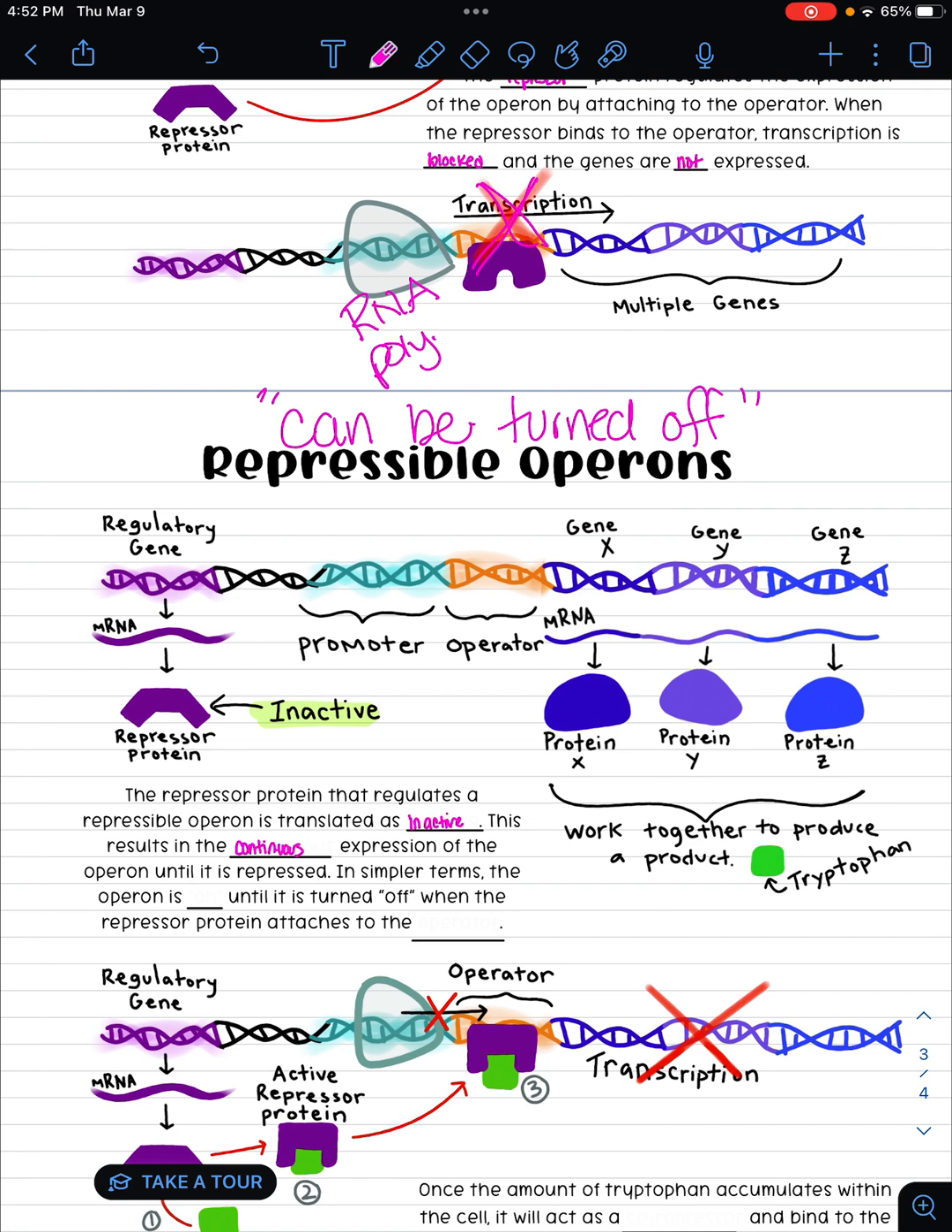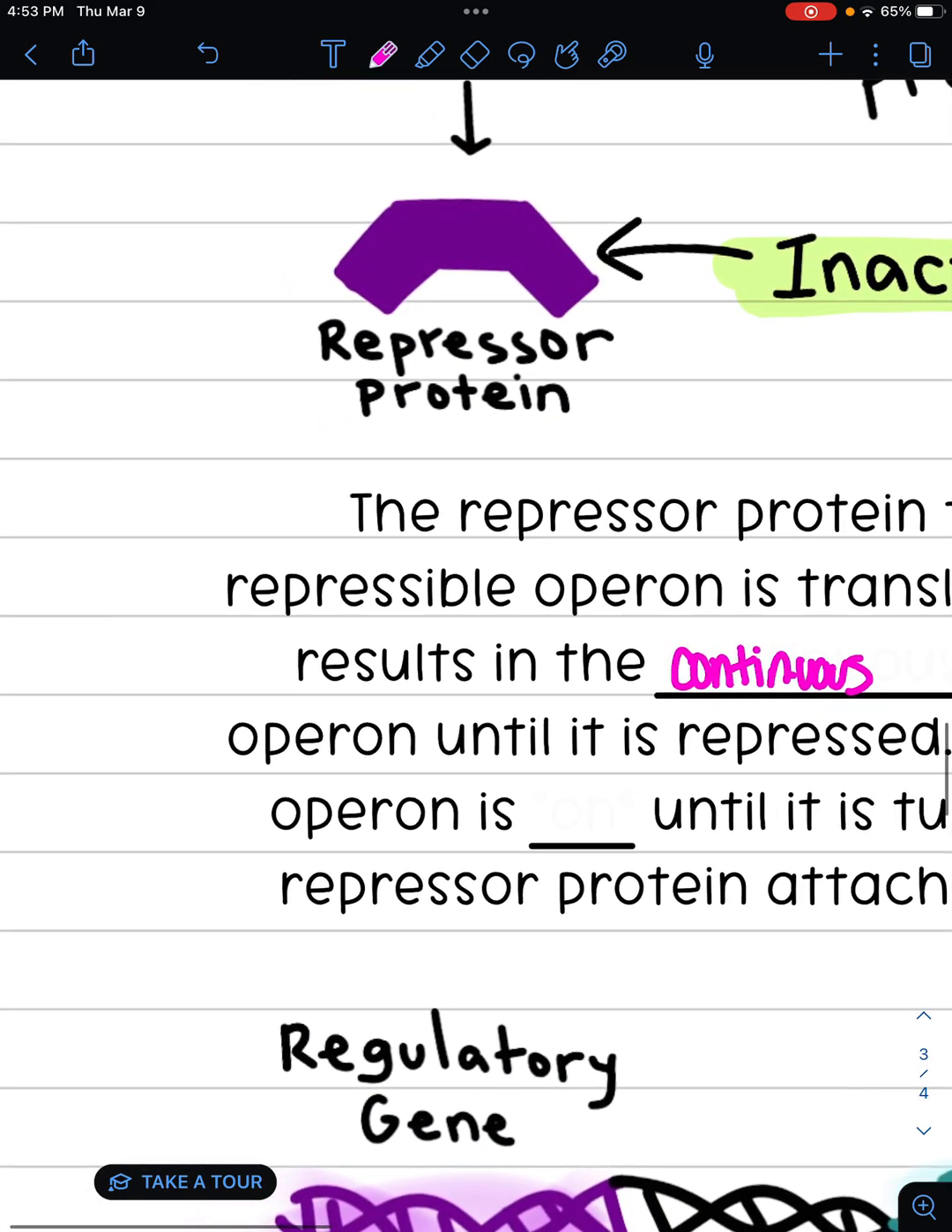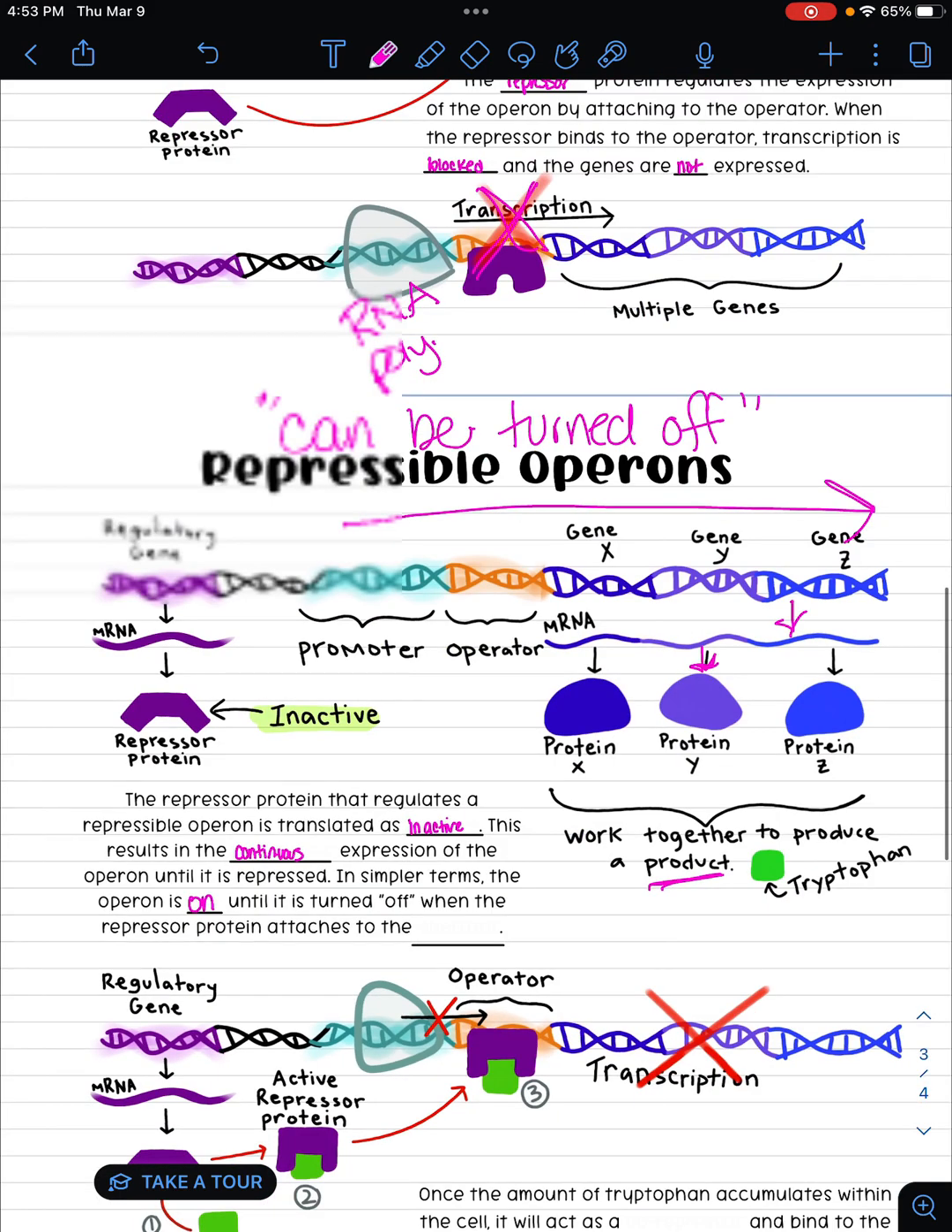So the RNA polymerase is going to be trucking along, reading these genes, making the mRNA, and the mRNA is going to be coding for those proteins, and they work together to produce a product, right? So in simpler terms, the operon is on all the time until it's turned off, right? When the repressor protein attaches to what? The repressor protein always attaches to what part of the operon? The operator.